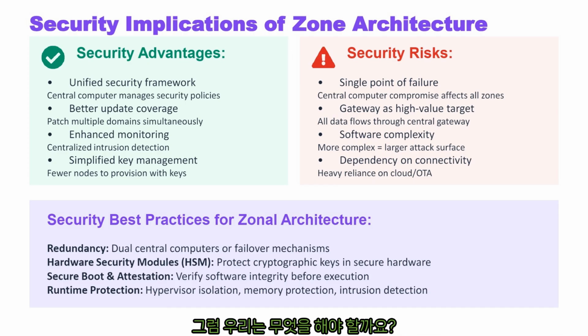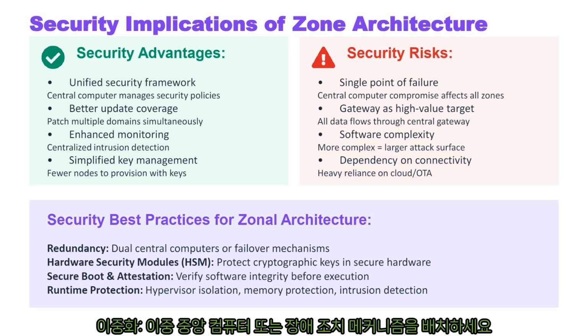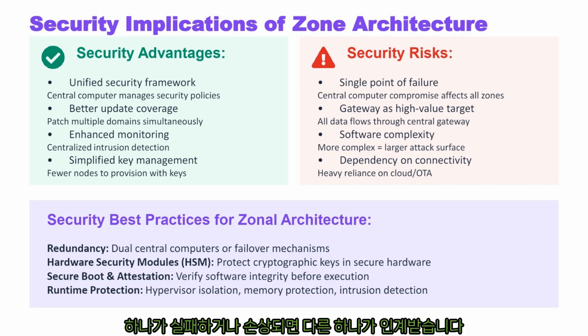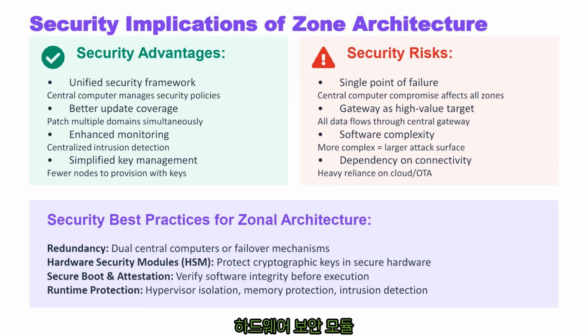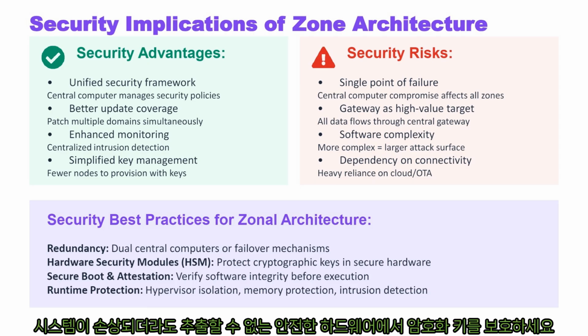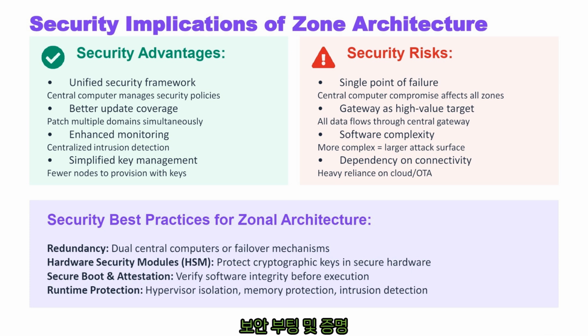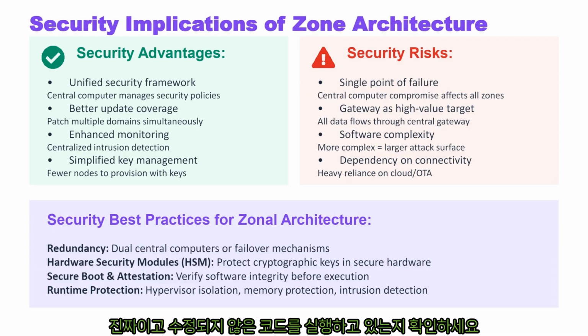So what do we do? Look at the security best practices at the bottom. Redundancy. Deploy dual central computers or failover mechanisms. If one fails or is compromised, the other takes over. Hardware security modules. Protect your cryptographic keys in secure hardware that can't be extracted even if the system is compromised. Secure boot and attestation. Verify software integrity before execution. Make sure you're running authentic, unmodified code.